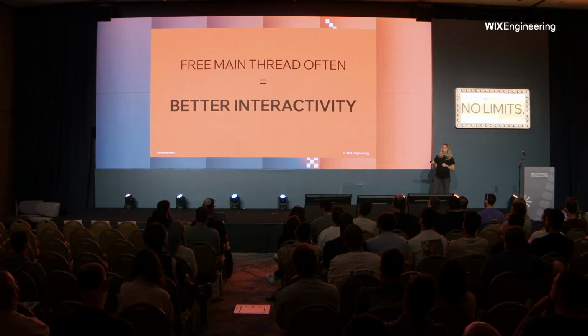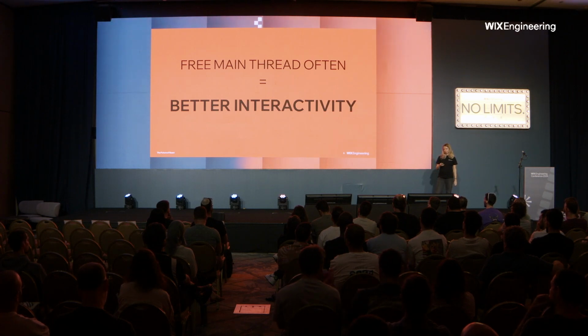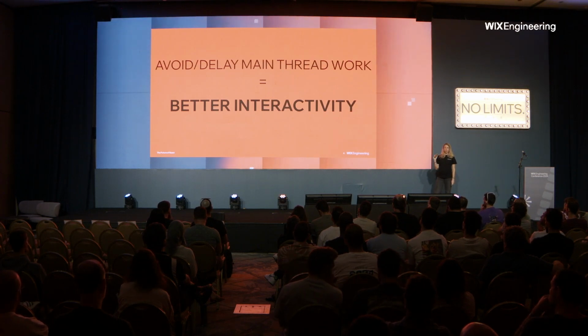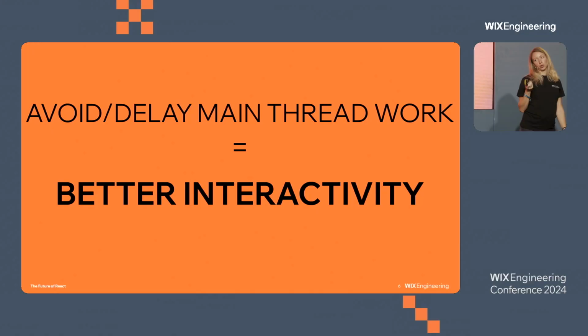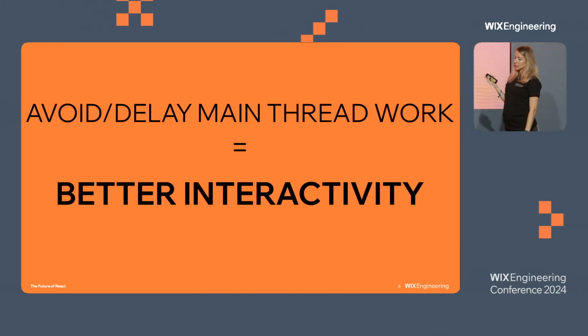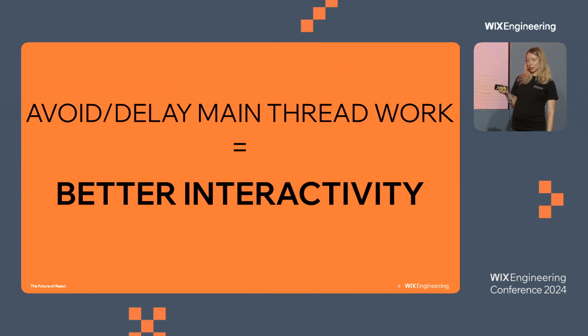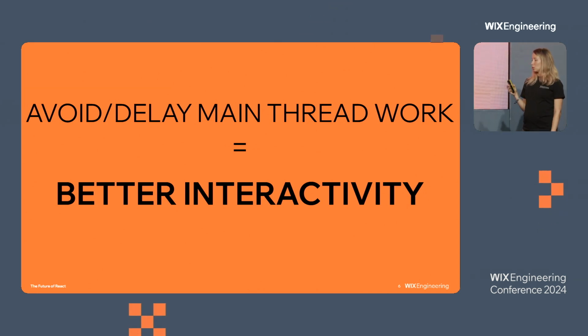As we know, the browser has a single thread, so it can perform one action at a time. In order for it to respond quickly when a user interaction is made, it needs to be freed often. So the more we free the main thread, the better interactivity we get. So we understand that the main thread is a valuable resource, and we want to use it effectively. That means that the more we avoid unnecessary main thread work or delay work that can be delayed, the better interactivity we will get.